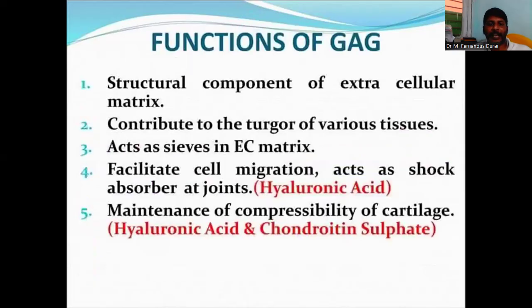Now, the functions of GAGs. They are a structural component of the extracellular matrix, and they contribute to the turgor of various tissues. The turgor pressure protects the joints from pressure, and GAGs act as a sieve in the ECM. They facilitate cell migration and act as shock absorbers at joints.